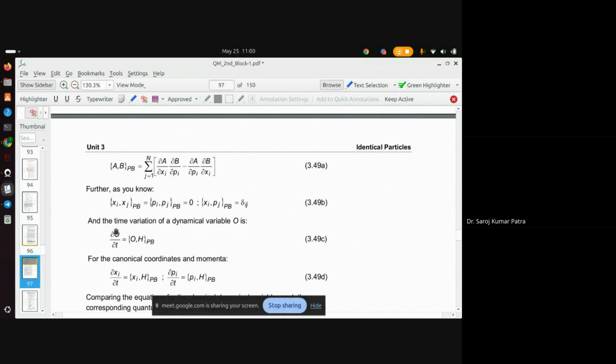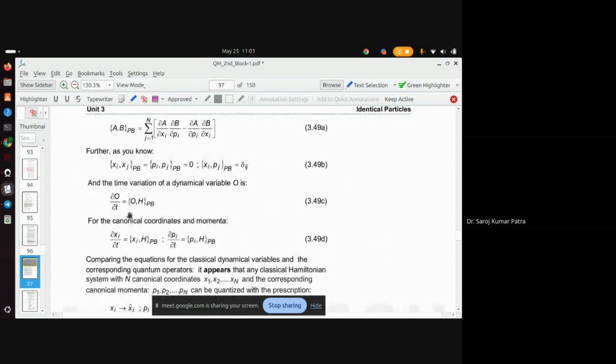Poisson's bracket, you must have studied this in classical physics. The time variation, or time evolution, of a dynamical variable: del O by del t is equal to the Poisson bracket of O and H, where H is the Hamiltonian, right? So what are we doing in quantum? We are just moving the Poisson bracket to the commutator bracket. Okay?